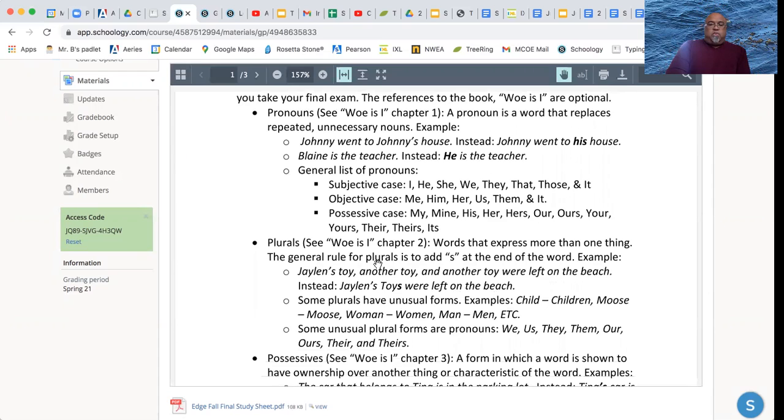Plurals, see what was in chapter 2: words that express more than one thing. The general rule for plurals is to just add S at the end of the word. Let me give you this example. Here's a sentence that definitely needs some plurals. Jalen's toy, another toy, and another toy were left on the beach. Instead, you could change that to Jalen's toys were left on the beach. Since we're all talking about the same thing, we could just make it plural.